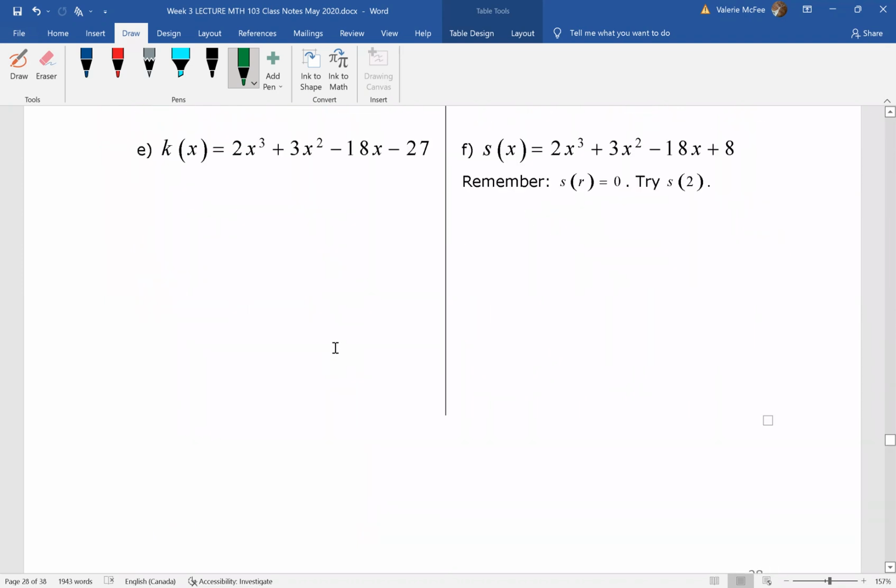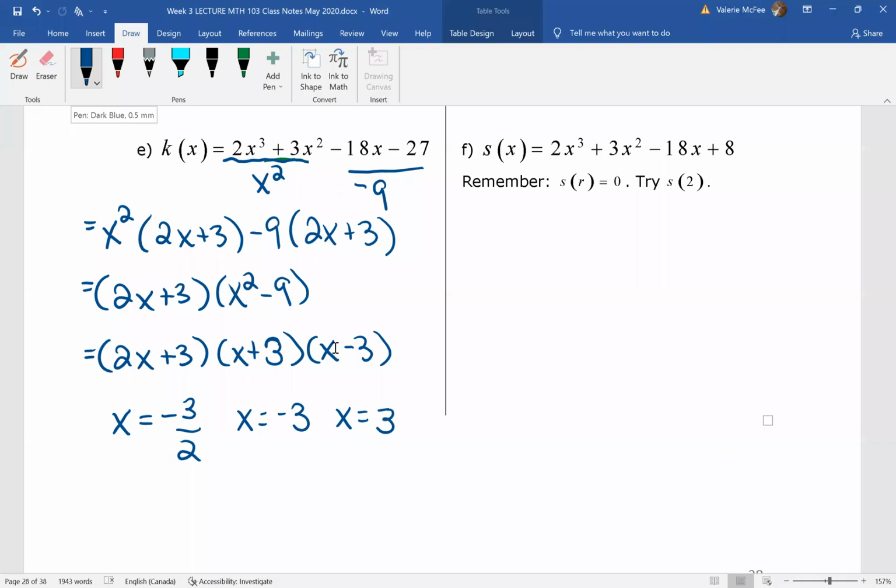So 2 more questions. Let's look at E, and then we'll talk about F together. In question E, you needed to factor by grouping, another topic that we learn about in Math 99 that I hope you know already. And then, of course, there was this difference of squares that needed to be factored as well, so that you could find the 3 real zeros.